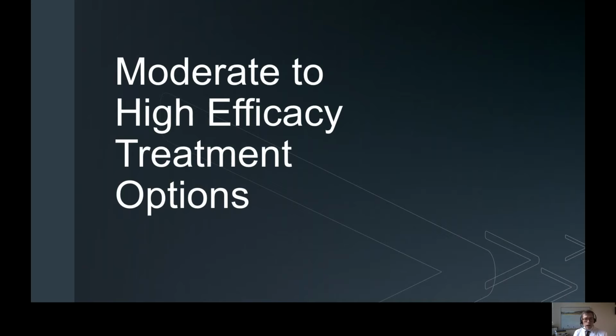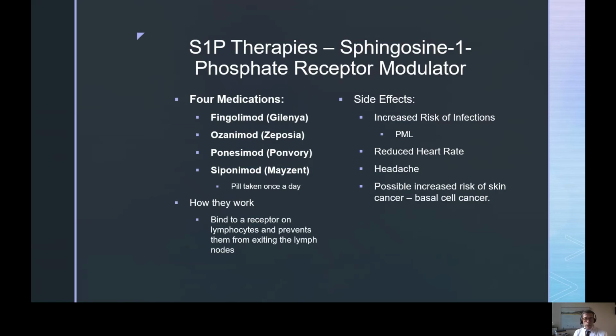Moving to moderate to high efficacy treatment options for the relapsing forms of MS would be the S1P therapies. And there are 4 medications now in this category. Fingolimod, which is Gilenya, and again, that's been available the longest since 2010. Ozanimod, which is Zeposia. Ponesimod, which is Ponvory. And Siponimod, which is Mayzent. These are all pills that are taken once a day.